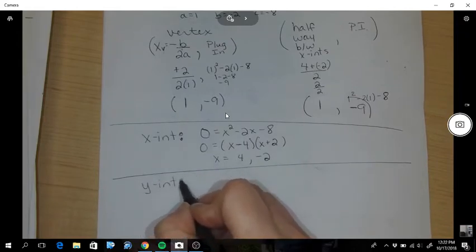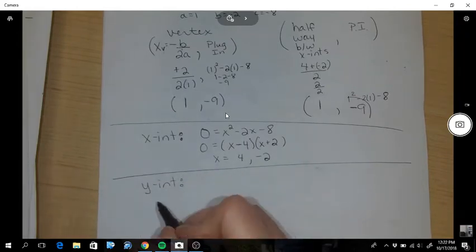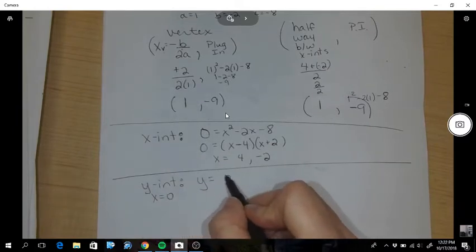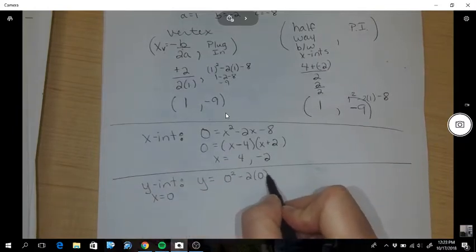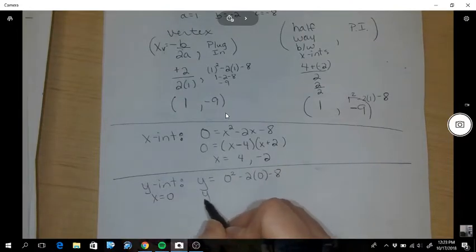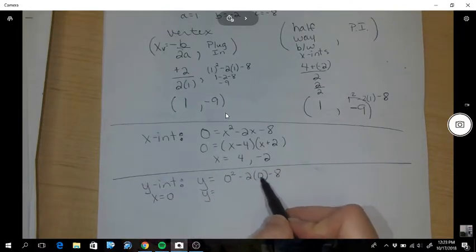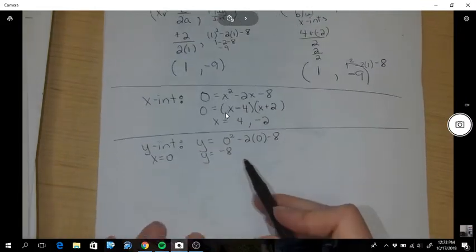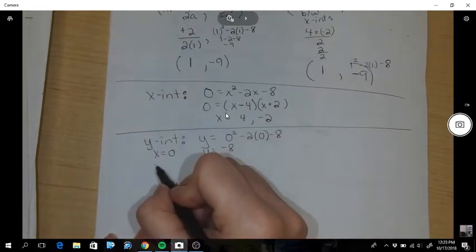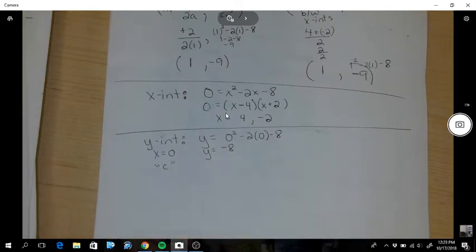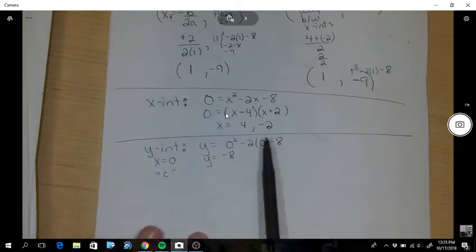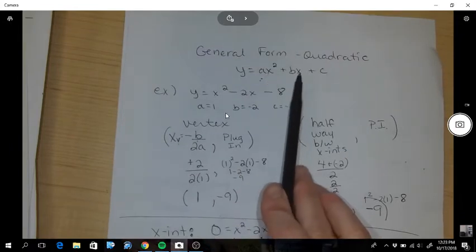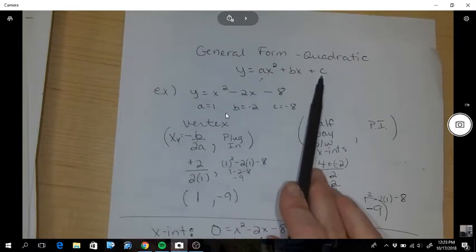Y-intercept. So the y-intercept is where x is 0. So y equals 0 squared minus 2 times 0 minus 8. 0, 0, and then we would subtract 8. So in other words, your y-intercept is always your c value, okay? Because this is always going to disappear with 0 there. That's going to always disappear. So the y-intercept is c.